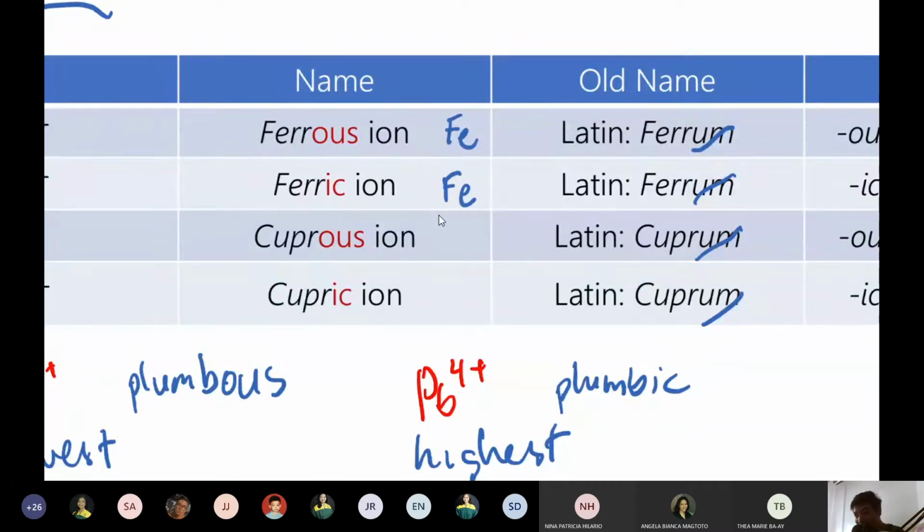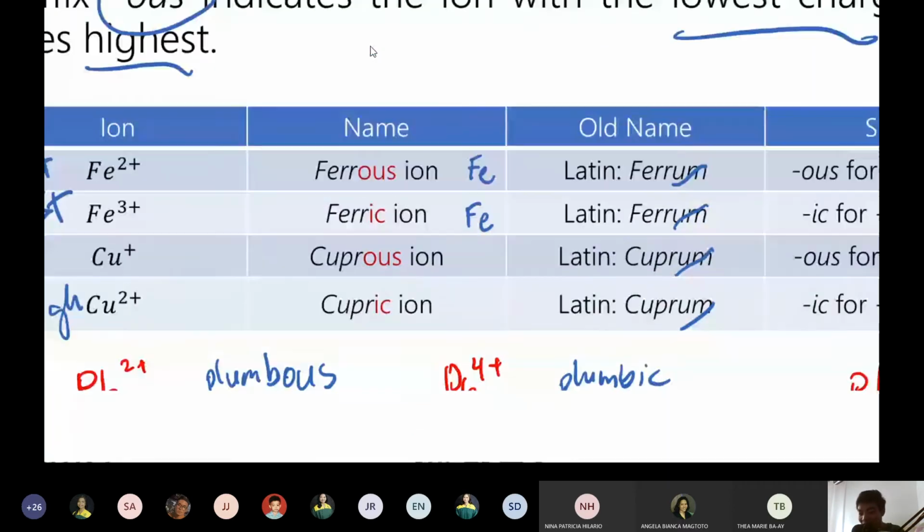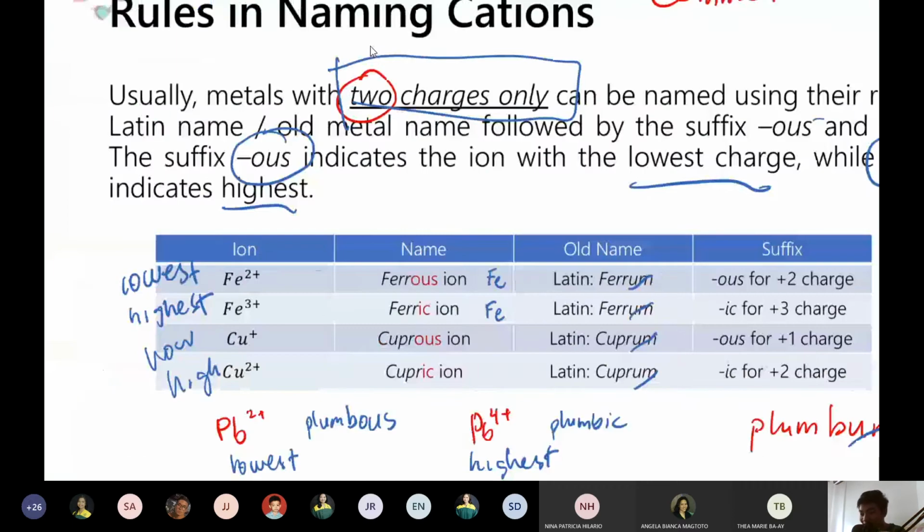Nangyari sa akin yun, no? Nung high school ako, third year high school, nakalimutan ko kung ano ba yung -us, ano ba yung -ic, no? Nakalimutan ko yung corresponding charge niya. So, nagkamali ako sa item na yun, no? So, doon nagsimula ang hatred ko sa common name, no?